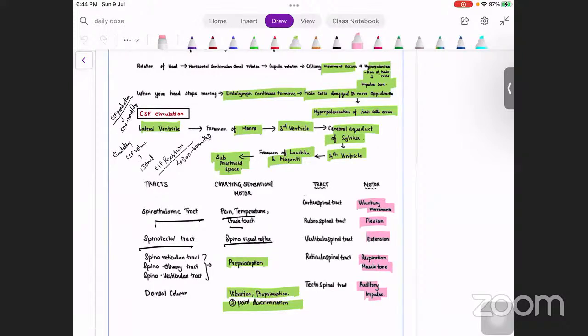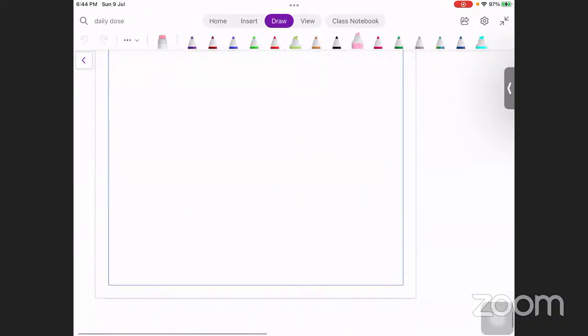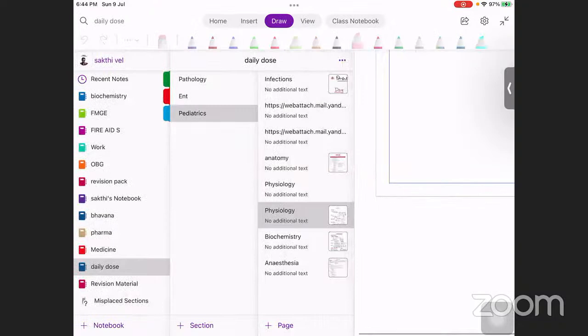Flexion is mediated by rubrospinal, extension is mediated by vestibulospinal, and respiration and muscle tone is mediated by reticulospinal, and auditory impulse is mediated by tectospinal tract, and pain, temperature, crude touch is carried by spinothalamic. Vibration, proprioception, 2-point discrimination is carried by your dorsal column. With this, we are finishing your physiology.